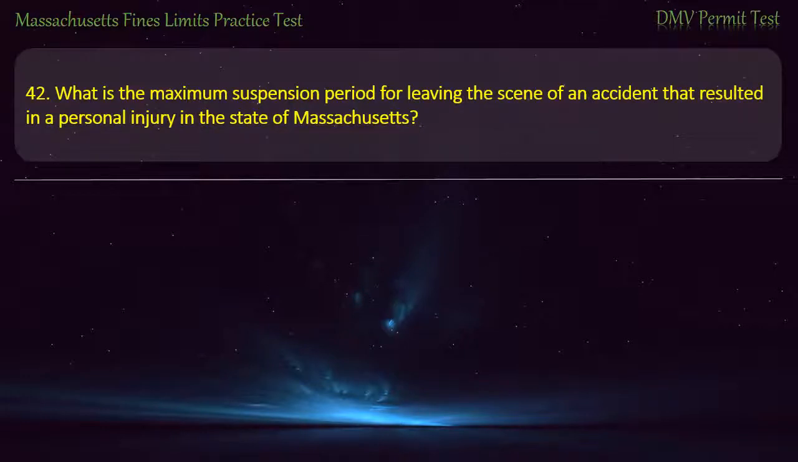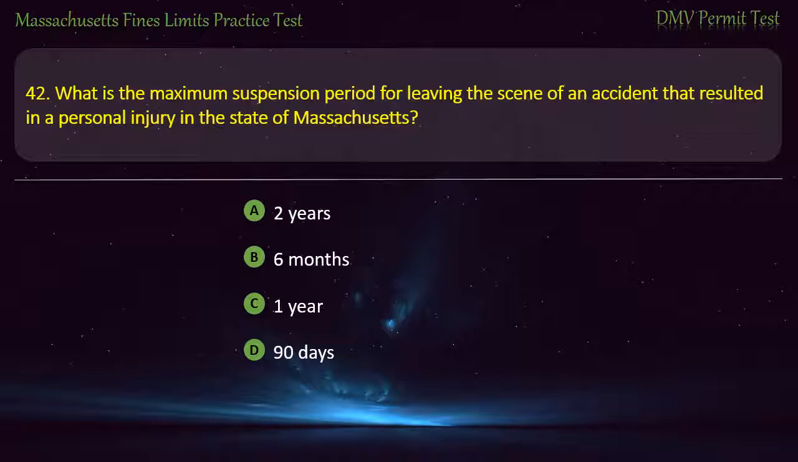Question 42. What is the maximum suspension period for leaving the scene of an accident that resulted in a personal injury in the state of Massachusetts? 2 years, 6 months, 1 year, 90 days. Answer: 2 years.